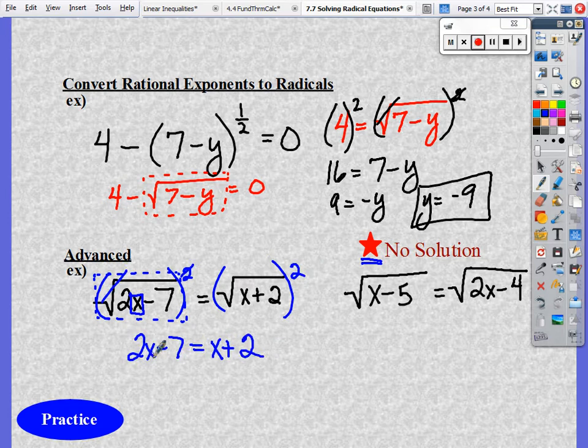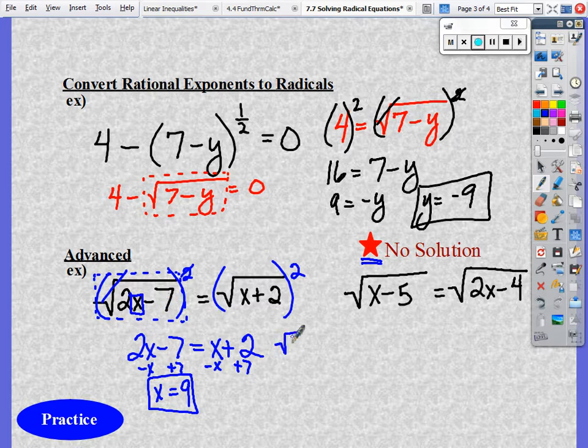Now I can go ahead and combine my x's. I subtract x from both sides and add 7. And we get 9 as an answer. Definitely check your answers when there's double radicals. That's where you get a lot of extraneous solutions. So we plug it in. I get 18 minus 7 is 11. So I get the square root of 11. I'm not sure what that is.